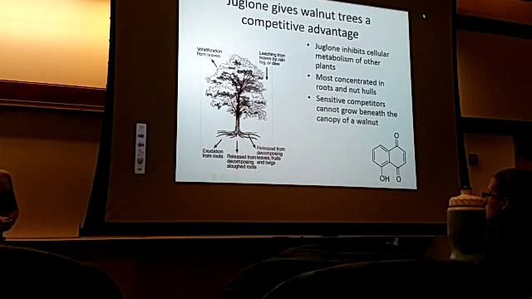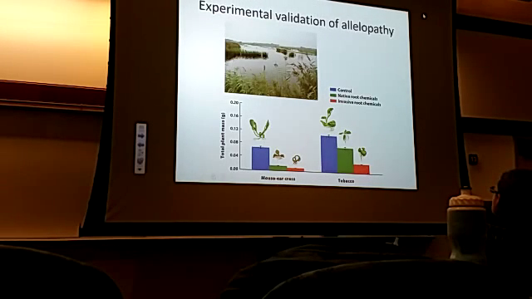But black walnuts are not the only plants that do this. There's a lot of different species of plants that are allelopathic, and this helps us understand, in some cases, why some plants are able to grow in certain conditions and not in others.